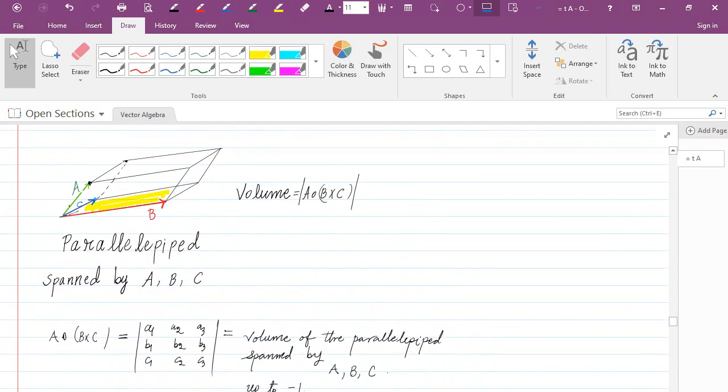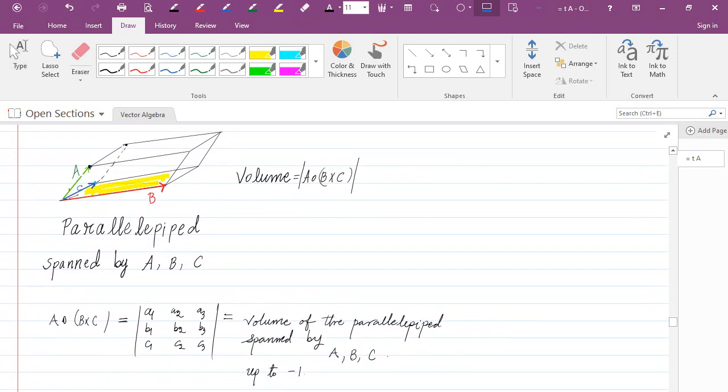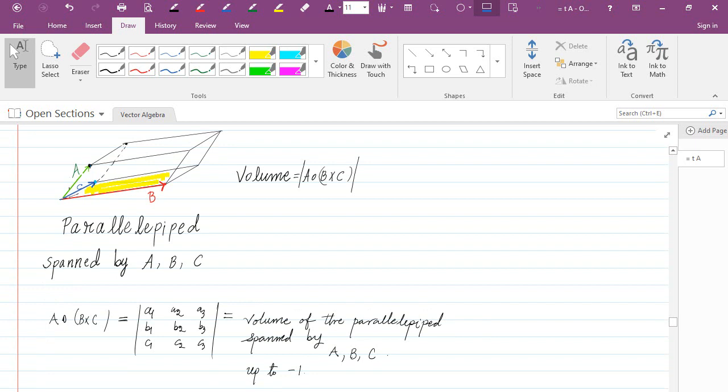So what we got then is that the volume of the parallelepiped spanned by the vectors A, B, and C is given by the scalar triple product A dot B cross C up to -1. That is, the scalar triple product can differ from the volume by a negative sign, but if we take the absolute value of the scalar triple product, then we would get the volume.